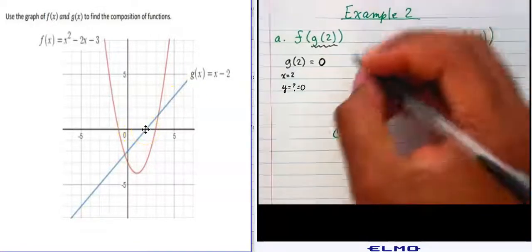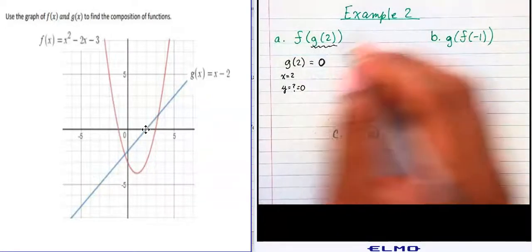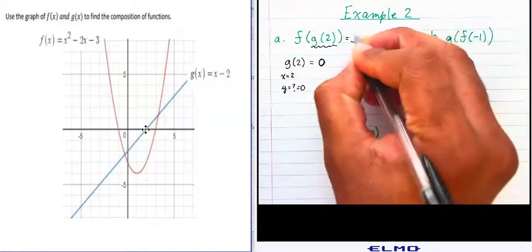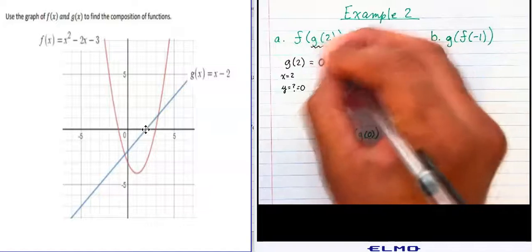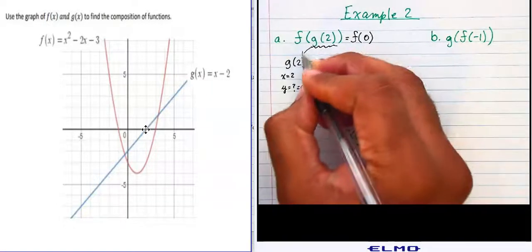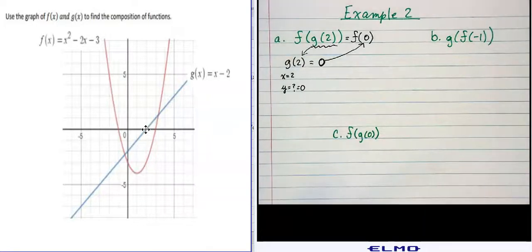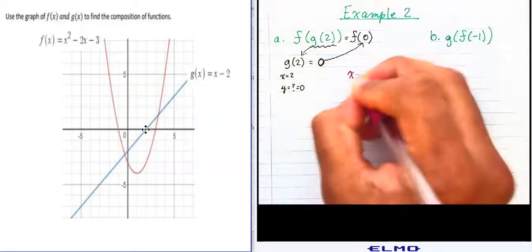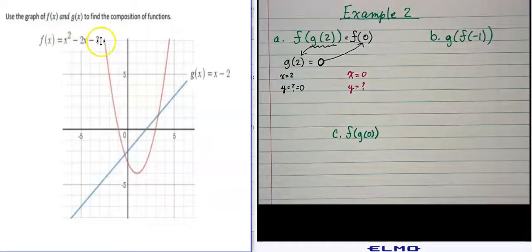All right, so then we go to our f of x. So now that we know g of 2 equals 0, we're now substituting this 0 back in there. All right, so now we need to find when x equals 0, what is your y value? So again, when x equals 0, what is your y value for the f of x function? So the purple one is our f of x function here.